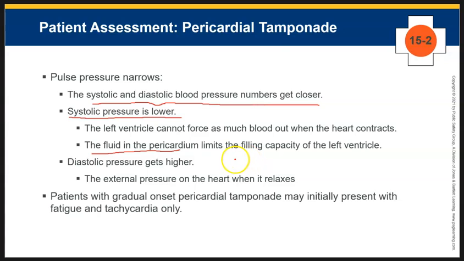The diastolic pressure is going to get higher because of pressure building up even when the heart is in its relaxed phase. So ordinarily, let's imagine a patient who is 120/60. We're going to see the systolic number drop and the diastolic number elevate, and the gap between them, the pulse pressure, will narrow.